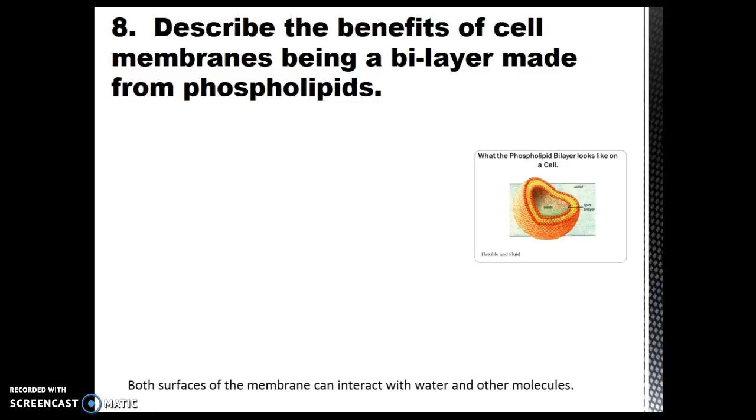Describe the benefit of the cell membranes being a bilayer made of phospholipids. Both surfaces of the membrane can then interact with water and other molecules. That is the benefit of the membrane being a bilayer made of phospholipids.